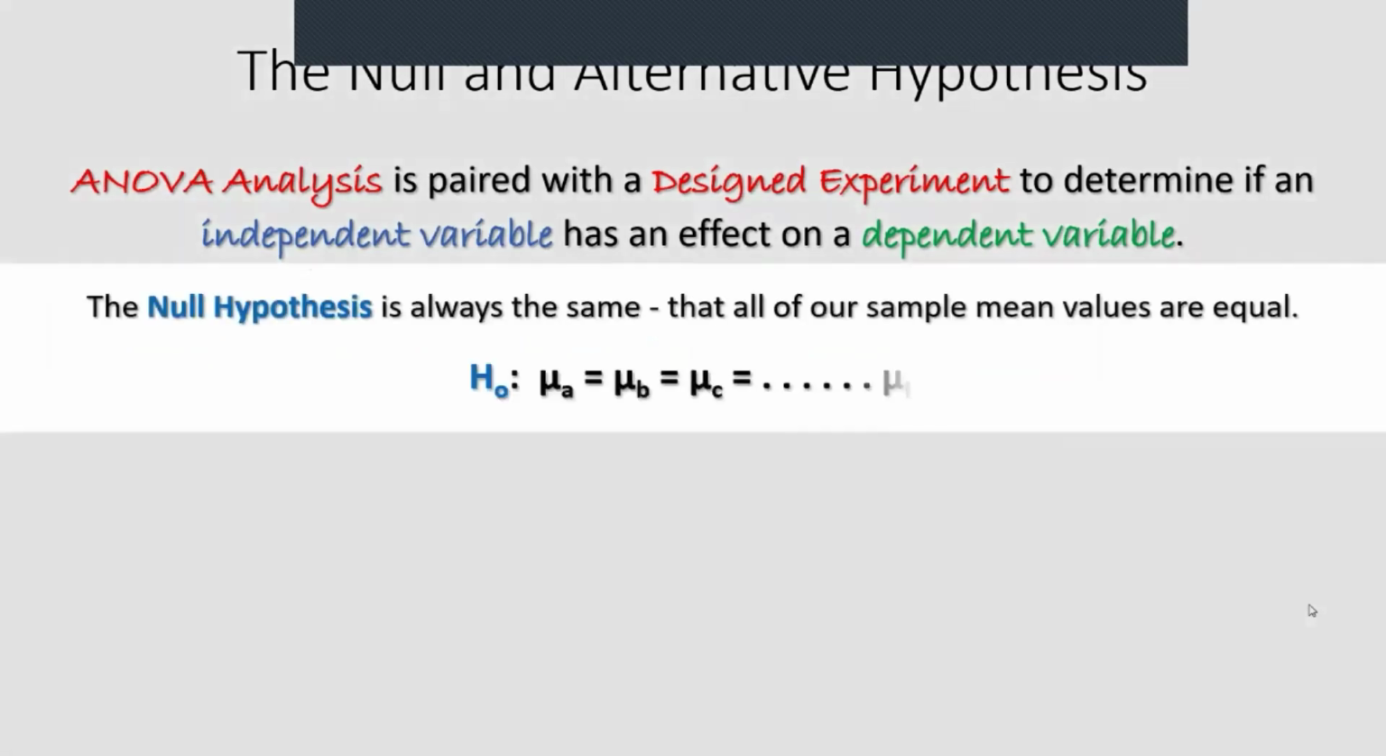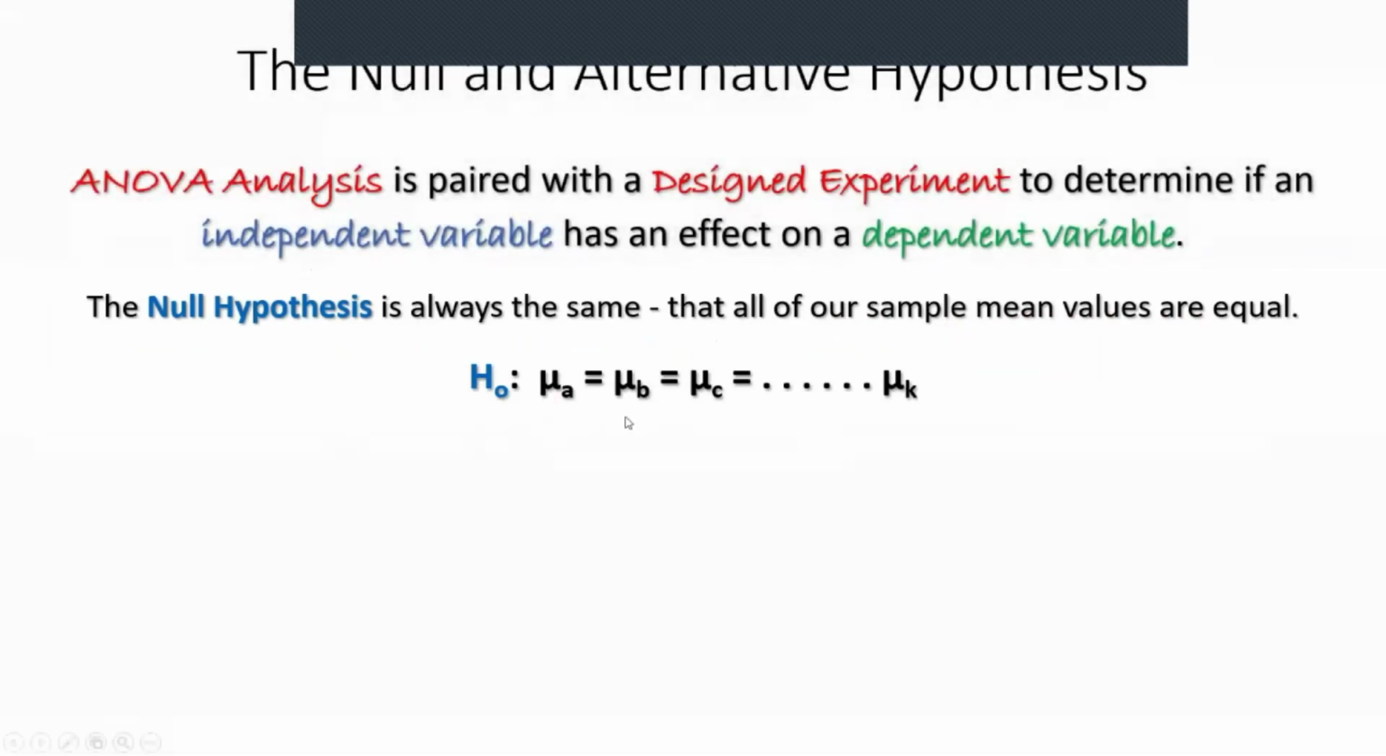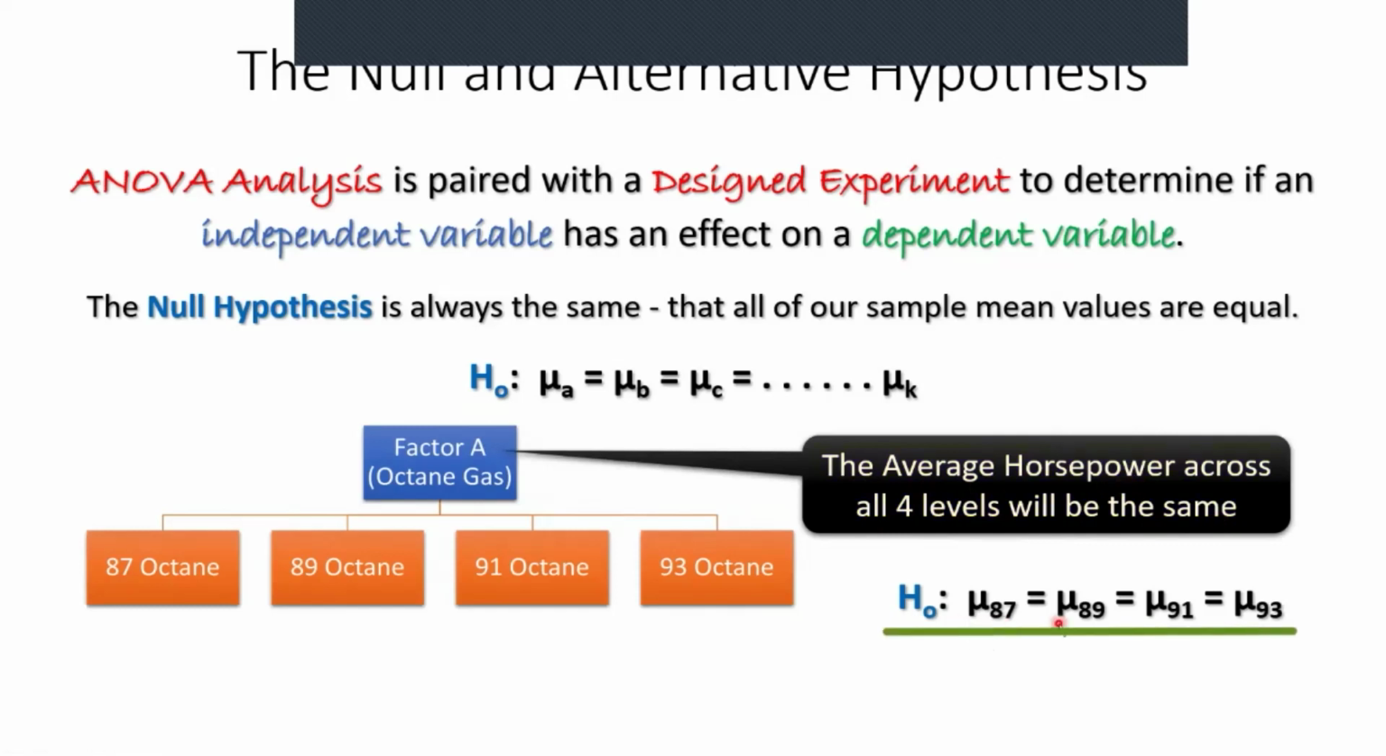In ANOVA, the null hypothesis, no matter what situation you're talking about, is always the same, okay? The null hypothesis is that all of your sample mean values will be equal. The mean value of A, the mean value of B, and the mean value of C will all be equal. As it relates to this particular experiment, the null hypothesis could be restated as the average horsepower across all 4 levels will be the same. The average horsepower at 87 octane will equal the average horsepower at 89 octane. They'll all be equal. And that will always be true. That is the null hypothesis in ANOVA.